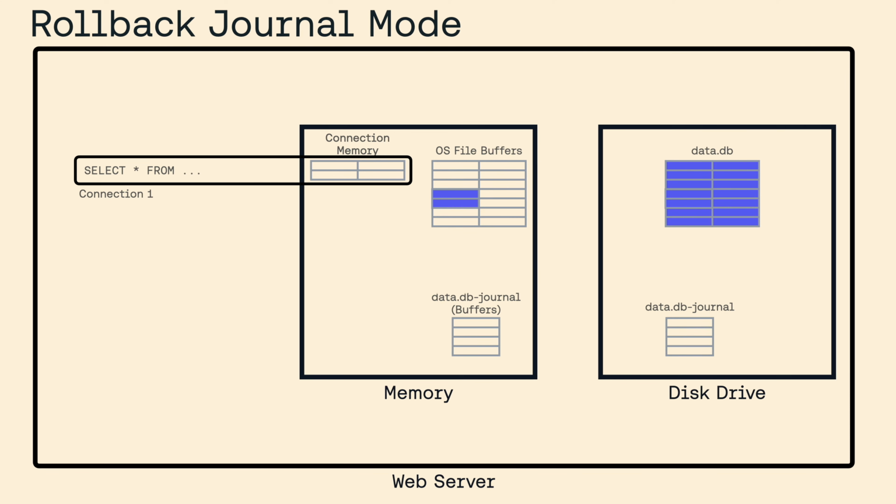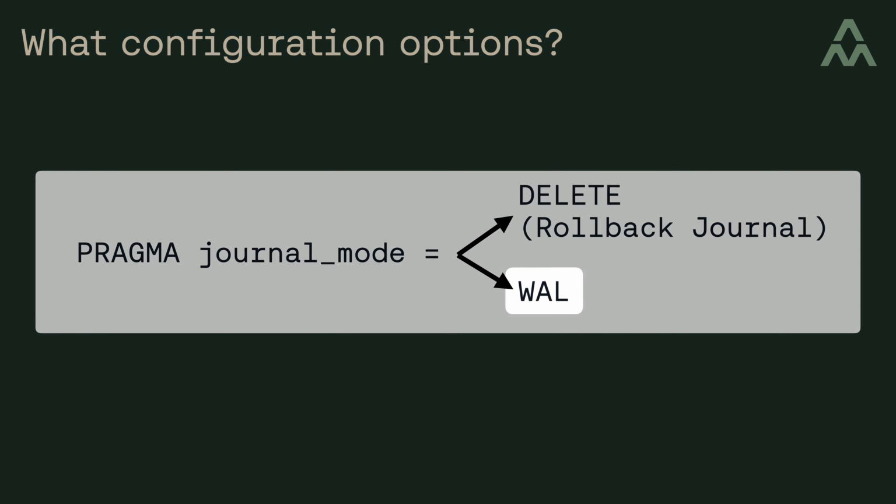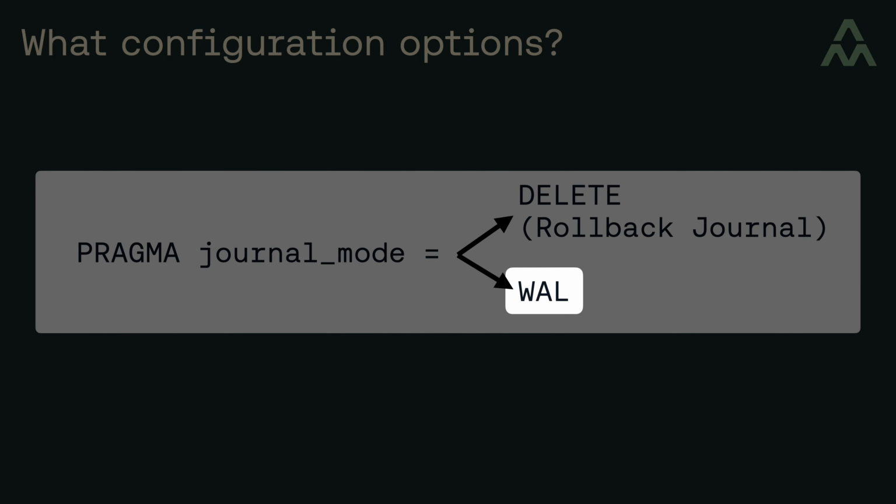Okay, so what we just talked about should hopefully give you a sense of how the rollback journal works in SQLite. All right, so what's the other journal mode option? Well, it's the write-ahead log, or WAL mode. All right, so how does WAL mode work?